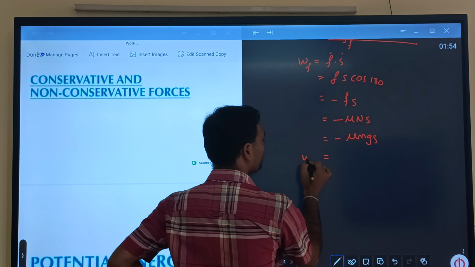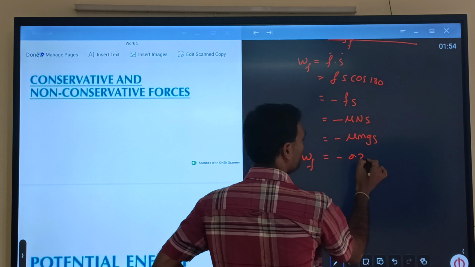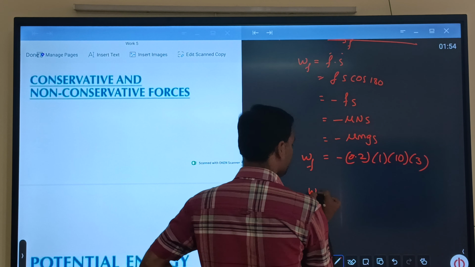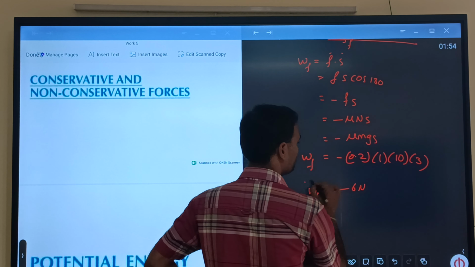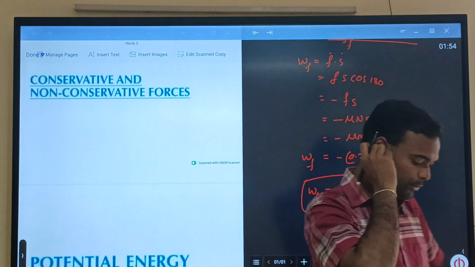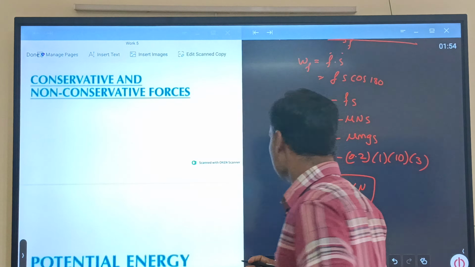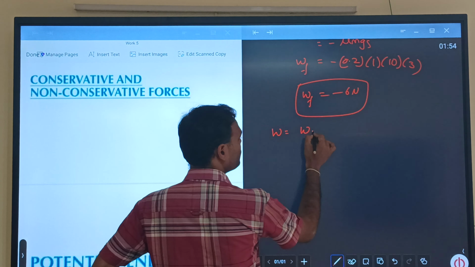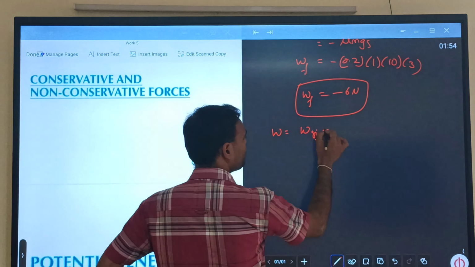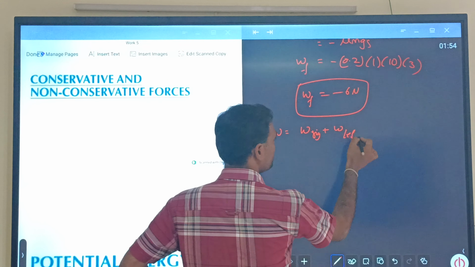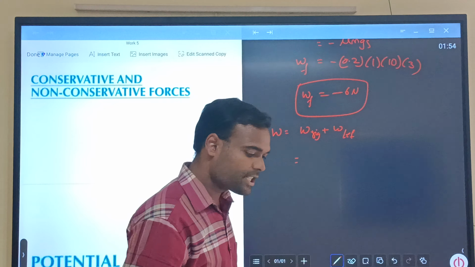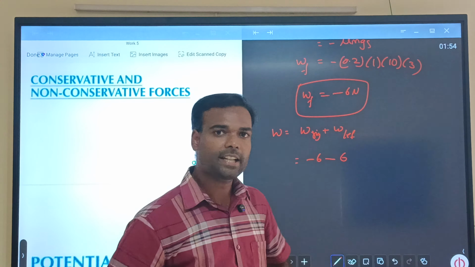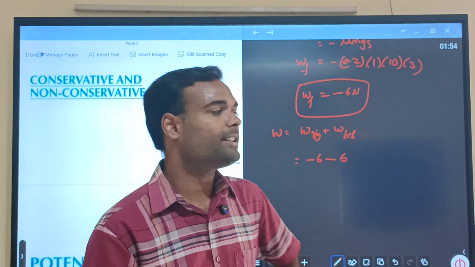So the work done by the friction is 0.2 × 1 × 10 × 3, which equals minus 6 joules. Now the total work done is the work done for the rightward direction plus the work done for the leftward direction. The work done for the rightward direction due to the friction is minus 6, and for the leftward direction we are getting the same result, minus 6.